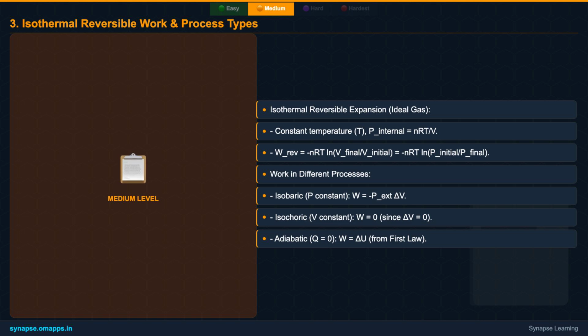Additionally, remember that work is zero in isochoric processes where volume is constant, and in adiabatic processes, work directly equals the change in internal energy, as no heat is exchanged.